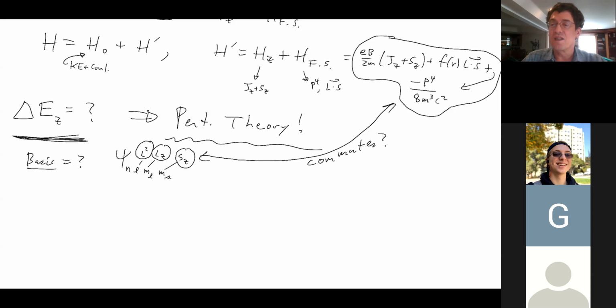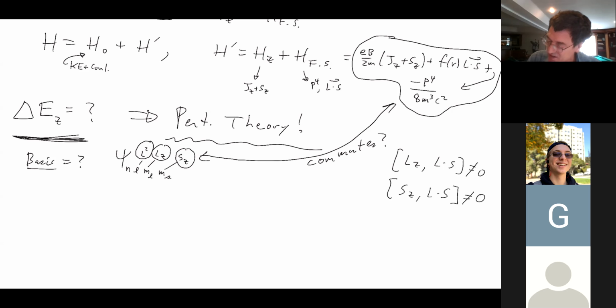I will give you a hint. You were onto something, because L sub Z does not commute with something inside of that perturbation. Which one does it not commute with? L dot S. That's right. Exactly. We see that L sub Z and L dot S don't commute, and you knew that from our discussion of spin orbit, because now the spin orbit is back inside of that perturbation. And you should remember now, when someone reminds you, that S sub Z also does not commute with the L dot S.